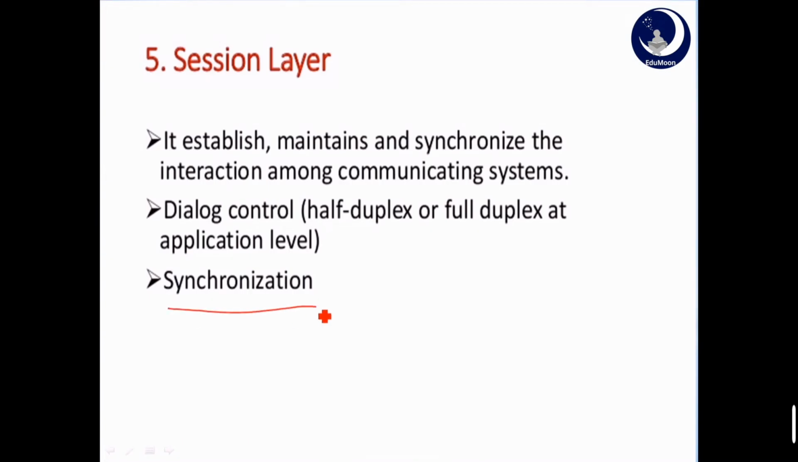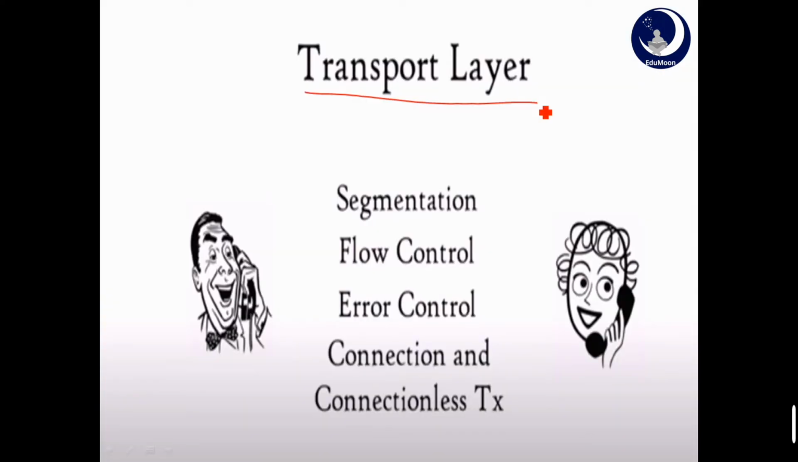Next is the transport layer. The functions of the transport layer which you have to make a note of are, first, segmentation, flow control, error control, and connection and connectionless transmission. First one is segmentation. That is, it helps us to divide the data into small boxes. Like a large amount of data, it can be disintegrated into small boxes. That is known as segmentation.